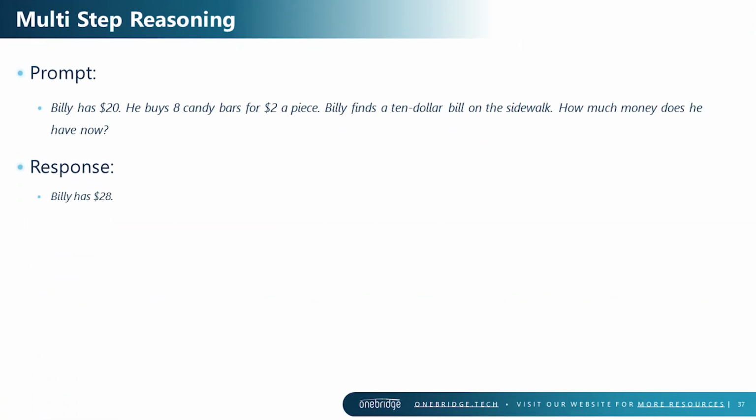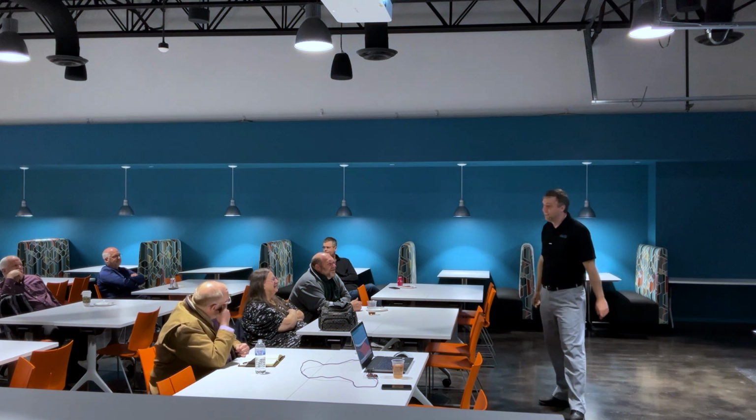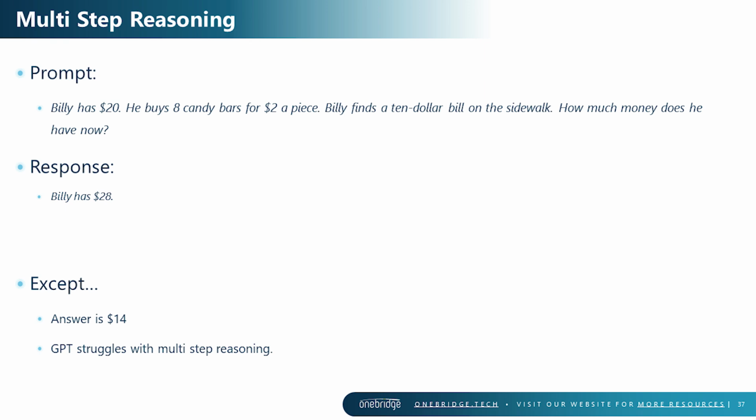Here's another example. So Billy has $20. He buys 8 candy bars for $2 a piece. He then finds a $10 bill on a sidewalk. How much money does he have now? Can somebody give me this answer? This is hard. I did pick this off a site for third graders. So 14. I was hoping to make fun of somebody for getting the wrong answer, but he got it right. Now, it says 28. I don't know how it got that. It doesn't make a lot of sense.